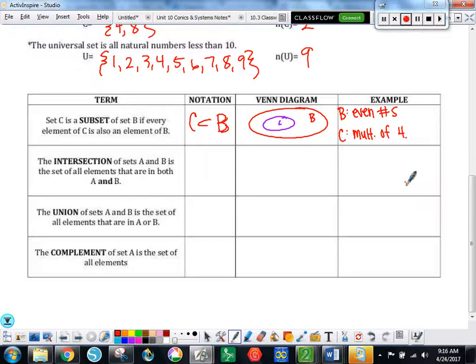Okay. The notation for intersection is this. An intersection of sets A and B is the set of all elements that are in, this is critical, A and B. The notation for that is an upside down U. Again, notation is probably the hardest part of today. If I were to draw a Venn diagram of that, if this was A and this was B, the intersection would just be this overlap, the numbers that are in both of those.